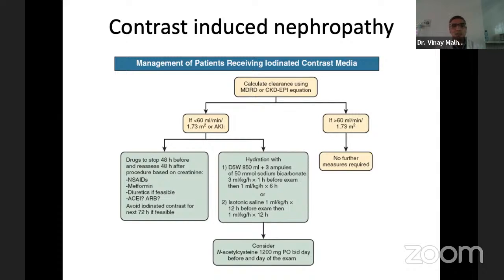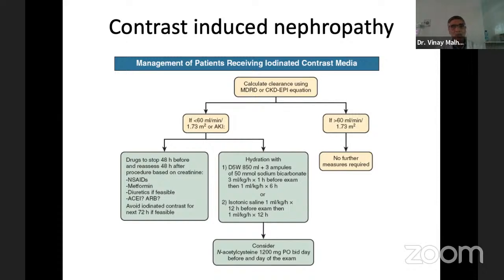This holds true for those patients also. So drugs to be stopped 2 days before, and then you have to reassess 2 days after the procedure. Non-steroidal anti-inflammatory drugs, metformin in patients of diabetes, diuretics if we can stop, ACE inhibitors, ARBs, there is controversy, but if you can reduce the dose or stop a day or two prior to the procedure, it's always better to stop and avoid iodinated contrast for the next 72 hours if feasible because of the additive dose.